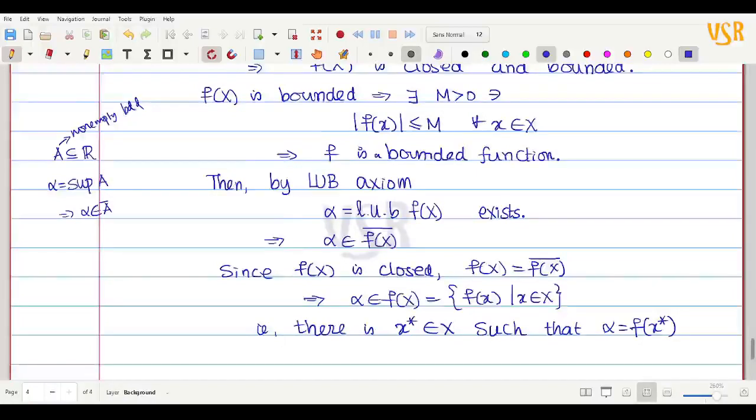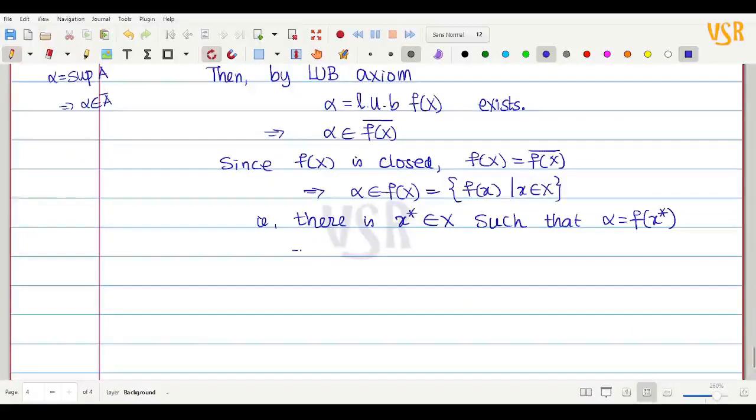So this implies that alpha, the least upper bound, or should I write supremum, so f of x star equals the least upper bound. Since this element lies inside the set, I call it the maximum. So the maximum of f of x, which can be written more neatly as the maximum of f of x where x belongs to capital X.